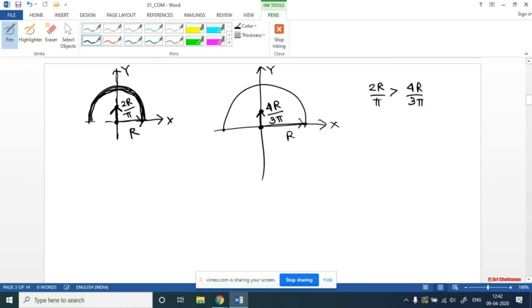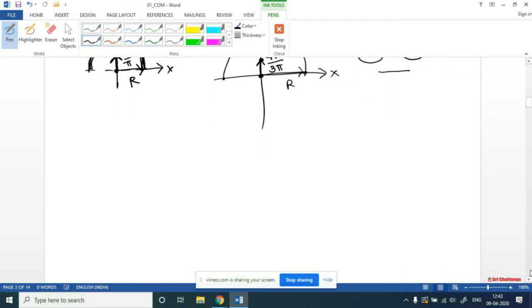So definitely this 2r by pi formula will belong to this semicircular ring, and this 4r by 3 pi formula will belong to this semicircular disk over here, if one gets confused about which formula belongs to which one. Okay, the next formula I'm going to discuss is a hollow hemisphere. This is a hollow hemisphere. Okay, so this would be the line of symmetry over here.